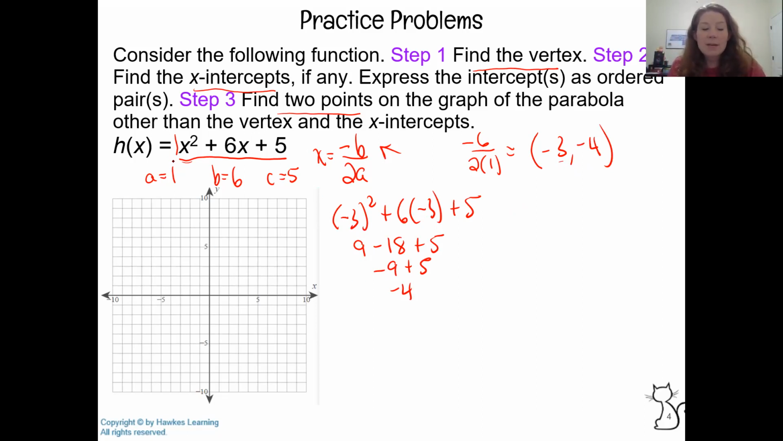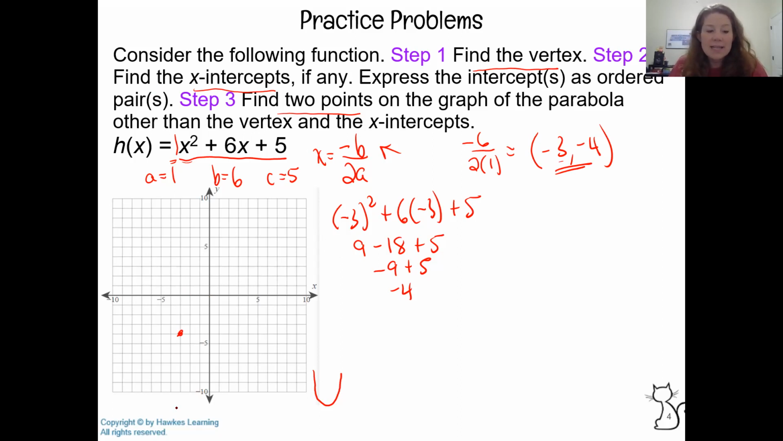How do I know this has a minimum? Because our coefficient is positive. So we're going to end up with a happy parabola, a positive parabola. So the lowest point or the minimum point is this, negative 3, negative 4. 1, 2, 3, negative 1, 2, 3, 4, right there. That's our lowest point.